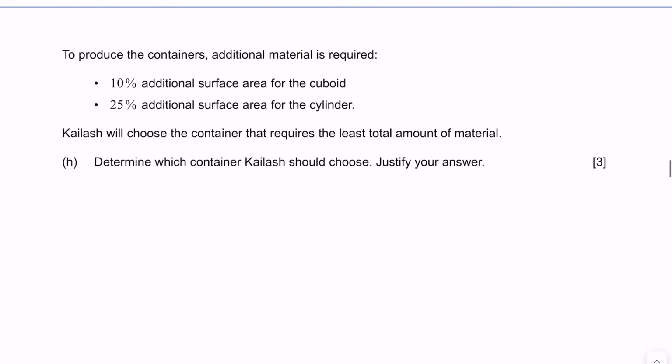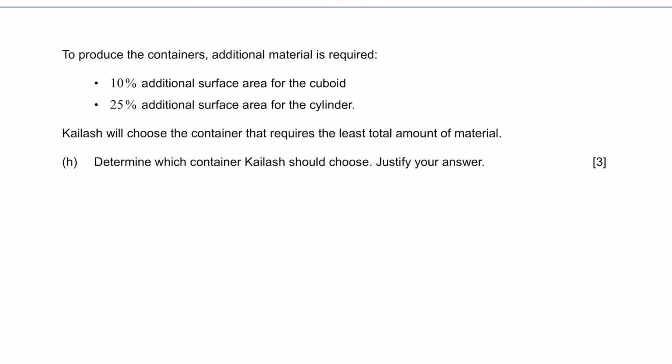Last question here. To produce the containers, additional material is required. 10% additional surface area for the cuboid, 25% additional surface area for the cylinder. Kailash will choose the container that requires the least amount of material. Determine which container Kailash should choose. Justify your answer. Okay. So we found some calculations for the cuboid and the cylinder, but in order to make these, they're going to require a little bit of kind of buffer, I suppose, a little bit of cushion in terms of the amount of material that we'll need in total. So which one uses the least amount after this kind of cushion is factored in?